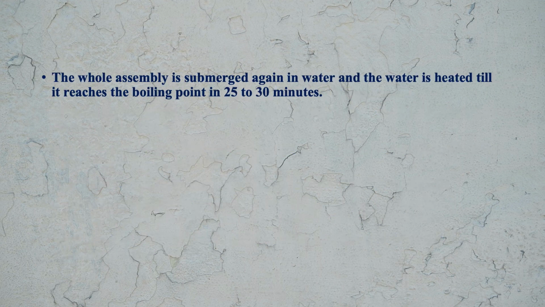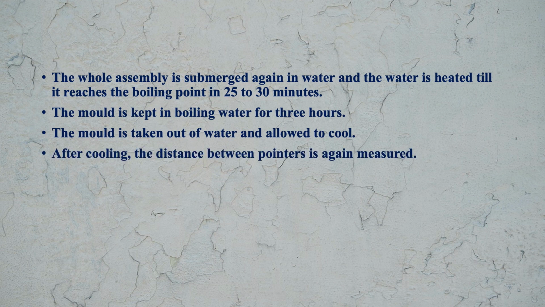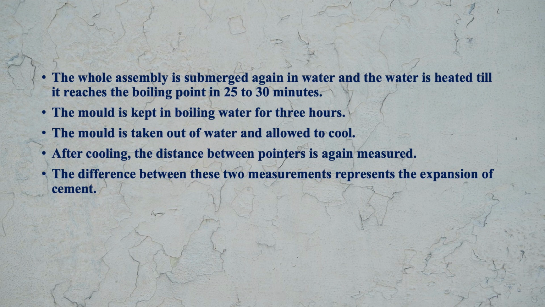Now the whole assembly is submerged again in water and the water is heated till it reaches the boiling point in 25 to 30 minutes. The mold is kept in boiling water for 3 hours. The mold is taken out of water and allowed to cool. After cooling, the distance between the pointers is again measured. The difference between these two measurements represents the expansion of cement.